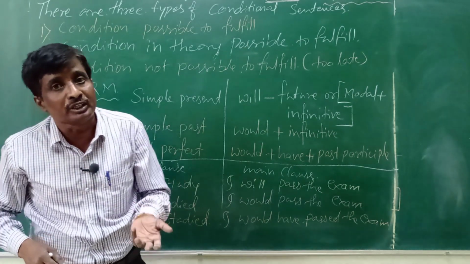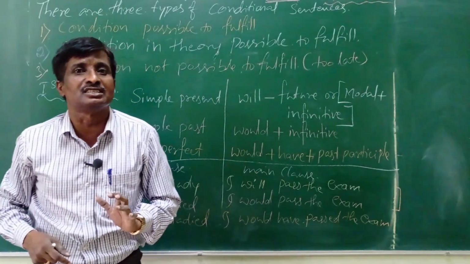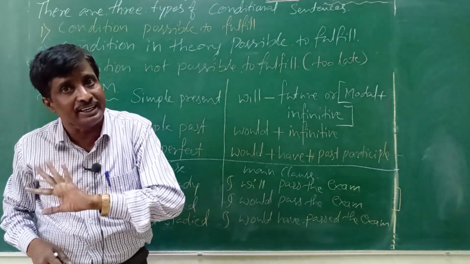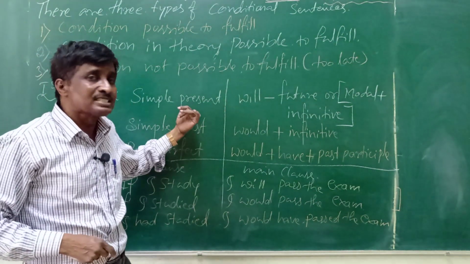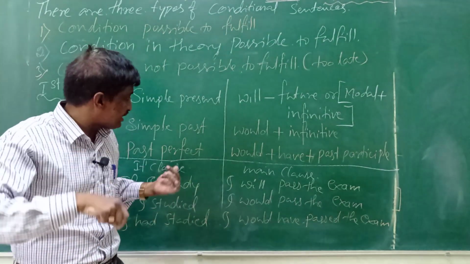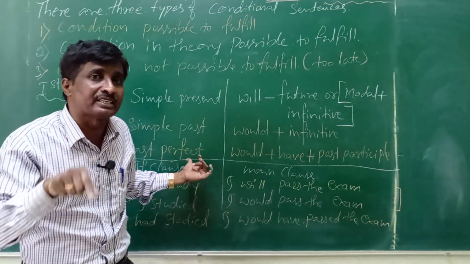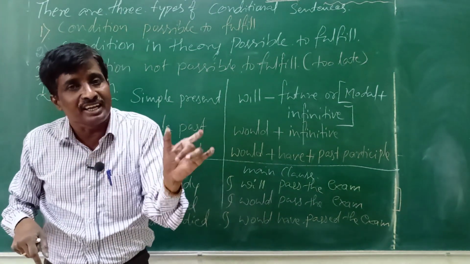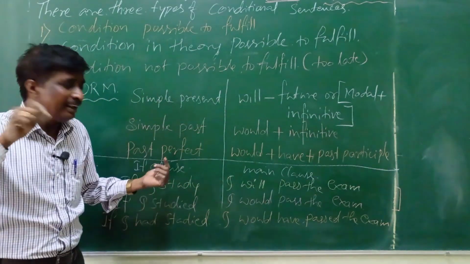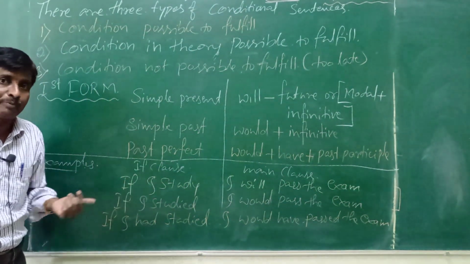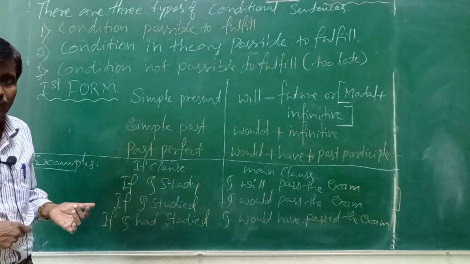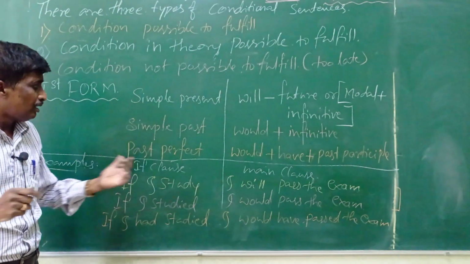Children, while explaining the verb classifications, I explained V1, V2, V3 and V1 plus ing. V1 means simple present, V2 means simple past, V3 means past perfect, and V1 plus ing means present participle. Like this, past participle and present participle. Now see the examples.